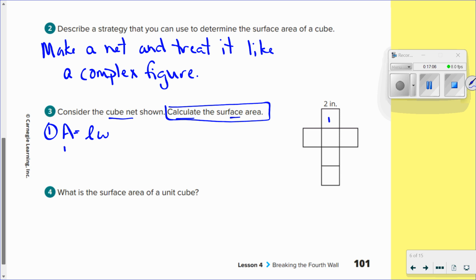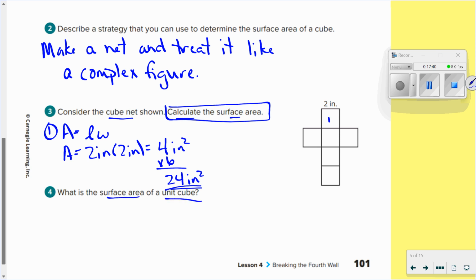In this case, I know it's the same. So it's 2 inches times 2 inches, which is 4 square inches. And I know that all 6 of them are identical because it's a cube. So make that times 6 gives us 24 square inches. Make sense, guys?